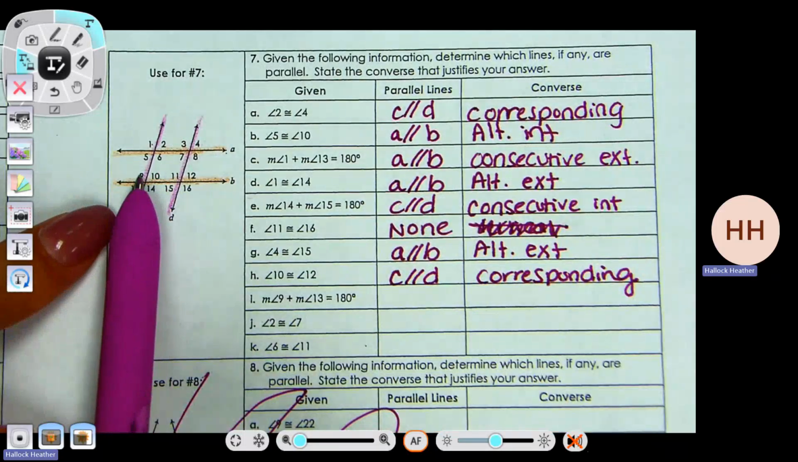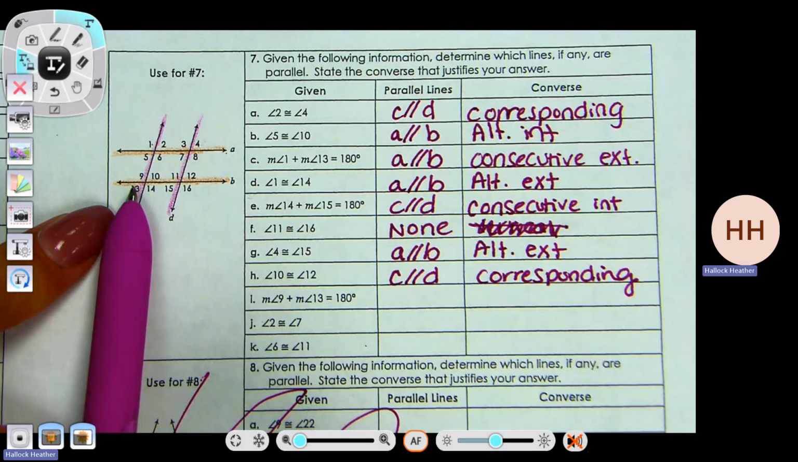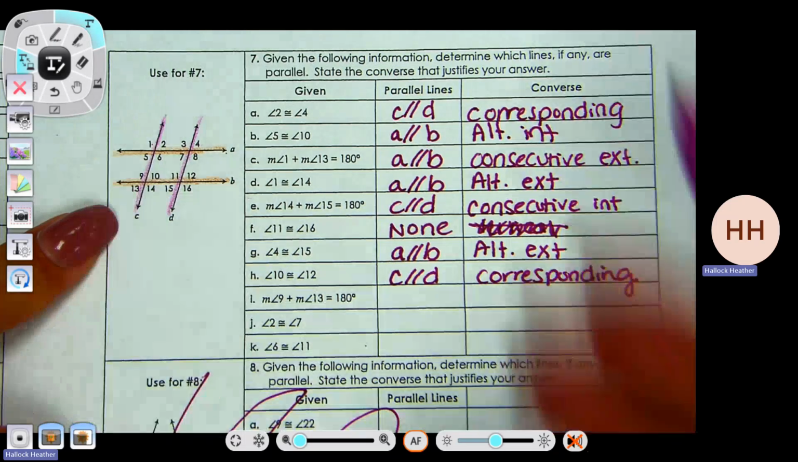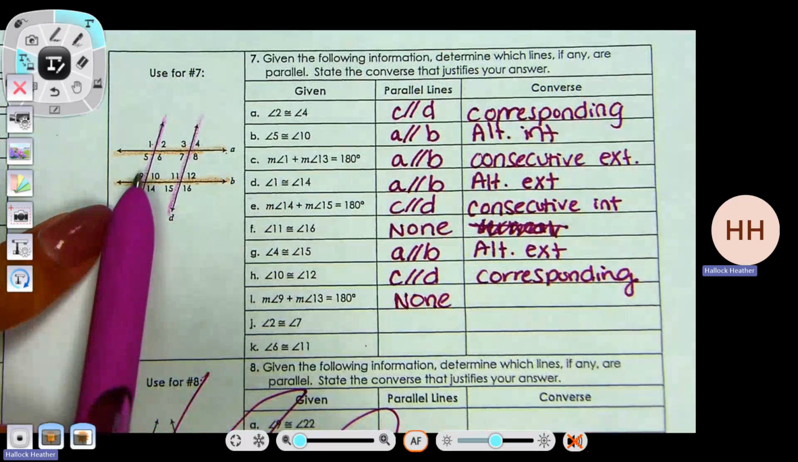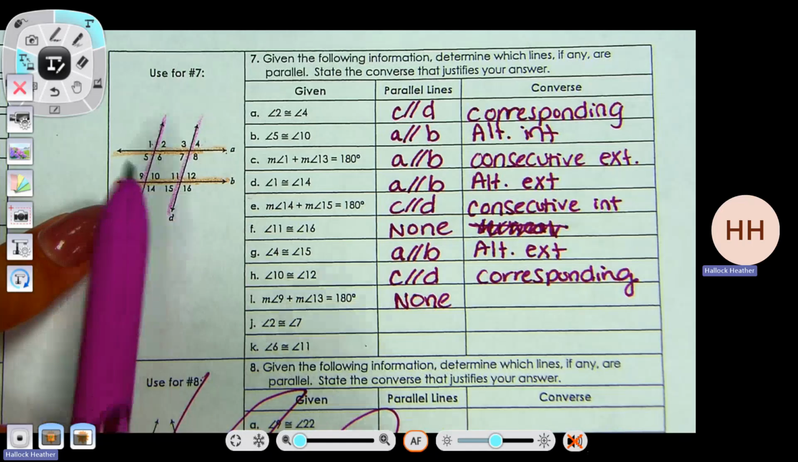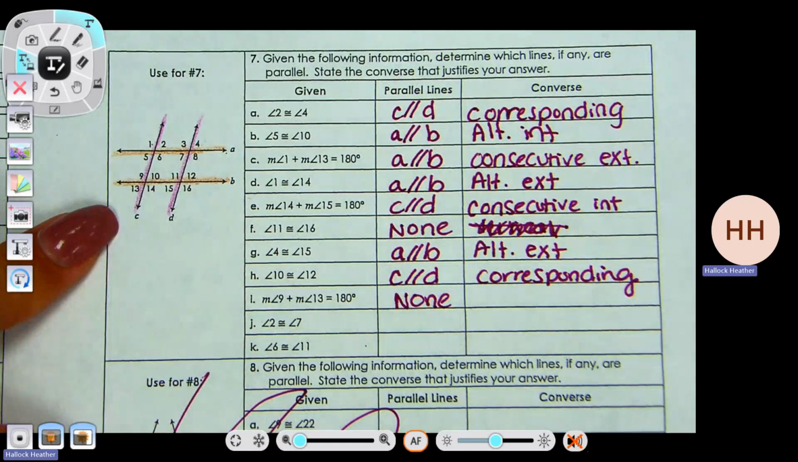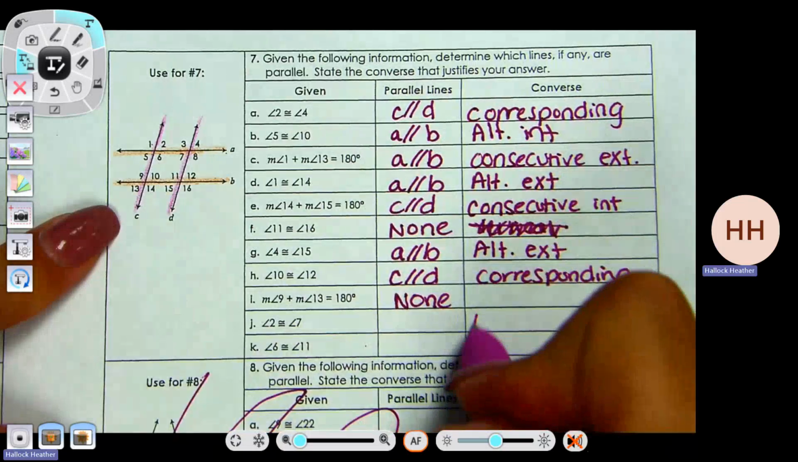What about 9 and 13? 9 and 13 do add to make 180. Are they one of our converses? No, they are a linear pair. They are not alternate interior, alternate exterior, consecutive exterior, or corresponding. So yes, they add to make 180, but we cannot use that to prove that they are parallel, because they're in the same intersection. If they're in the same intersection, we can't use them to prove that lines are parallel. What about 2 and 7? Alternate interior, and what's my pair?